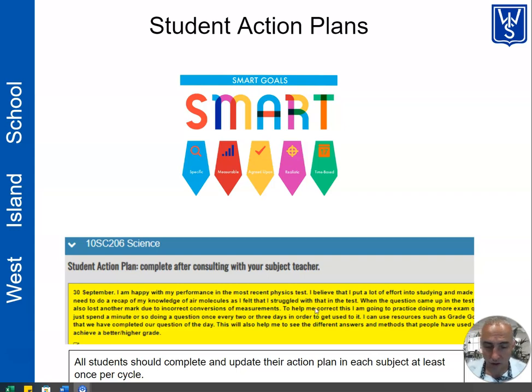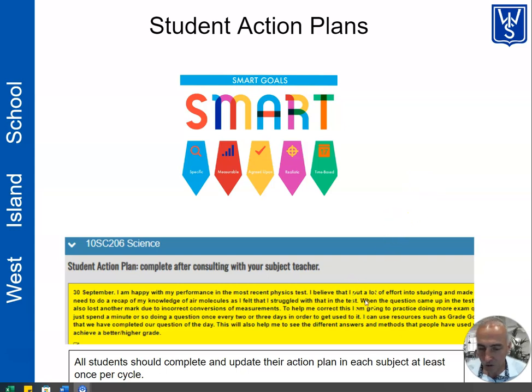So the parents are always asking what they can do to help their children progress. Look at the action plans, talk about the grades, how they are going to go on from the assessment they've done, what happened in the assessment. Okay, I think I'm about at the end of time. Actually, it's my last slide.